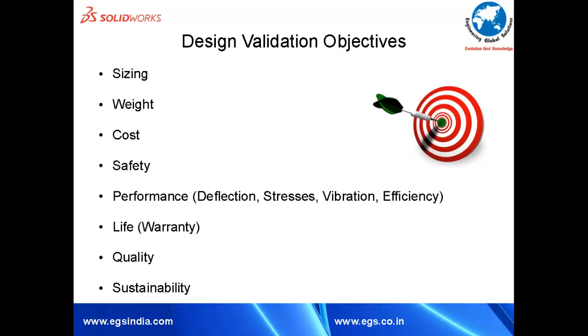So, design validation objectives could be sizing, could be driven by weight, could be driven by cost, could have safety as paramount importance, could be a performance requirement in terms of deflections, stresses, vibrations, efficiency, and so on. It could be a life requirement in terms of warranty. It could be qualitative in terms of the quality of the product. It could be sustainability. These are some of the objectives that we look at specifically with the manufacturing enterprises of today.